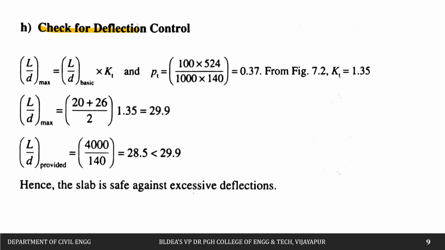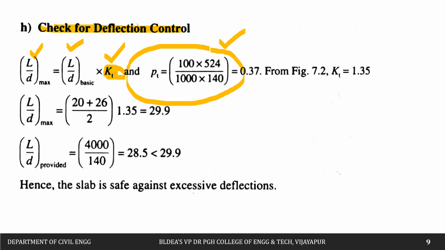Then next, we have to check for deflection. So same formula, L by D maximum is equal to L by D basic multiplied by KT, KC and KF. Here KC and KF will be 1, only the KT value we have to calculate. To calculate this KT value, we have to calculate the percentage of steel provided, that is Ast provided divided by B into D multiplied by 100. So we'll be getting percentage of steel as 0.37. If you refer to the IS code, we'll be getting KT value as 1.35.